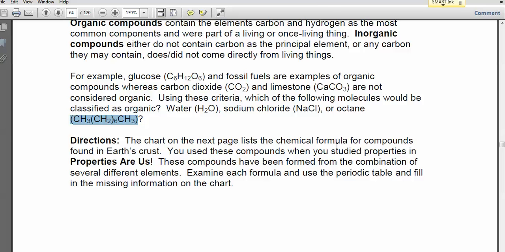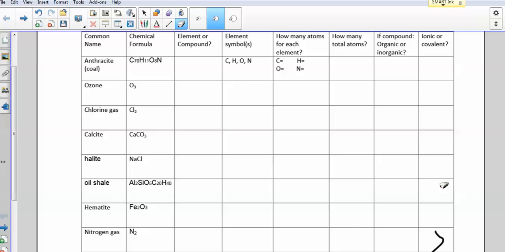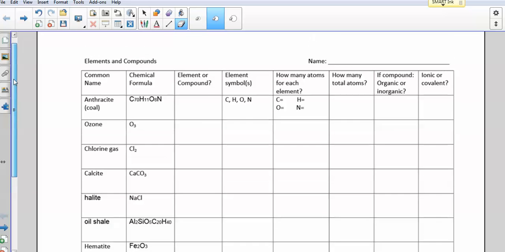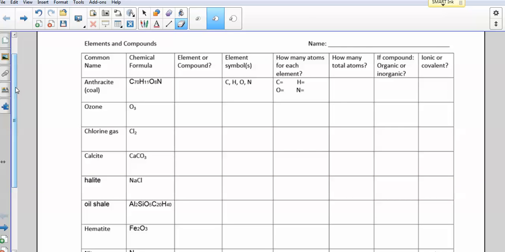So the directions is you're going to go flip to the other side of this page, and we're going to fill in something together here. On the other side of your page, we have a chart that looks like this, and it should say elements and compounds. So these are going to be examples of some things that could be elements or they could be compounds, and we're going to kind of tease out all the different parts here.